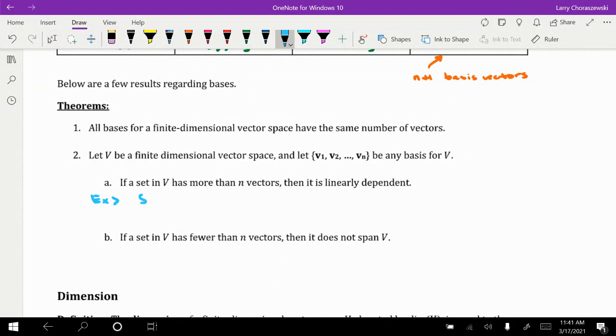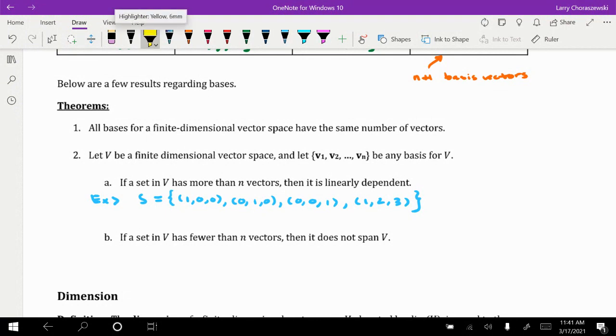As an example, let's say I considered a set S of vectors in R3, and I'll use i, j, and k, but in their component form. The components of i are 1, 0, 0, j would be 0, 1, 0, and k would be 0, 0, 1. And let's say that I put another vector in here, say it was 1, 2, 3. This set S has more than 3 vectors.